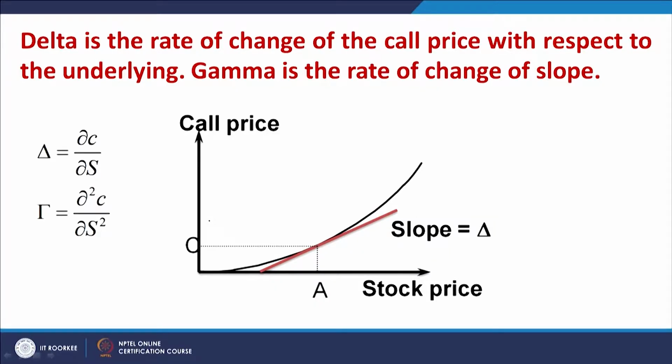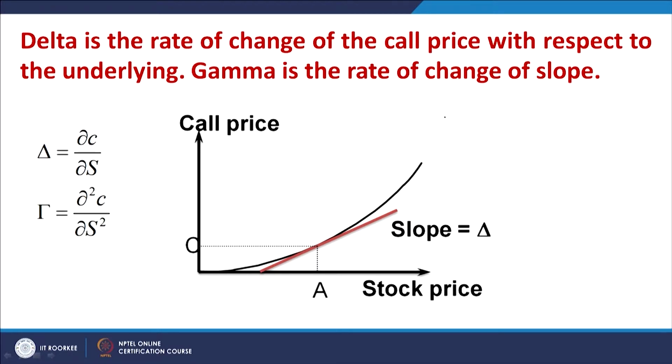And in fact, from put-call parity, it can be established that the sum of the absolute values of the delta of the call option and the delta of the put option is equal to 1. So, as you can see in this diagram, this is the call price, this is the stock price. The call price is shown by this particular curve. This is the curve representing the call price.